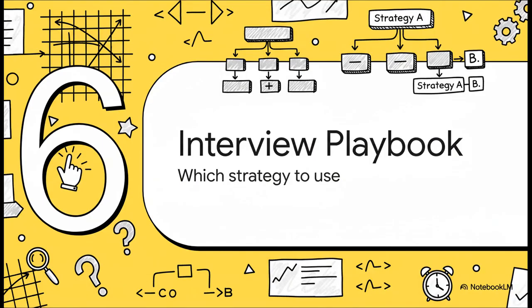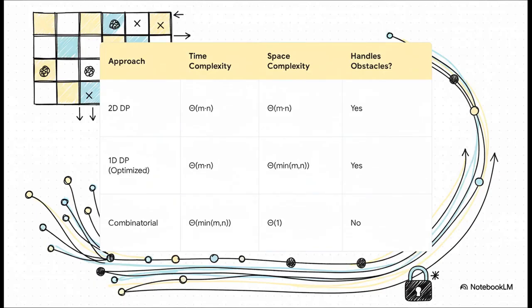All right, so we've looked at this from a few different angles. Let's pull it all together into a simple playbook for you so you know exactly which tool to grab from your toolkit depending on the situation you face in an interview. So here's the breakdown. The standard 2D-DP is your reliable starting point. It's easy to explain, it's logical, and most importantly, it handles obstacles. Then you've got the 1D optimized version. This is your upgrade. It does everything the first one does, but with way less memory, which is a huge plus. And the math shortcut? Oh, it's the superstar for speed and memory, but remember its weakness. It only works on a perfectly clear board.